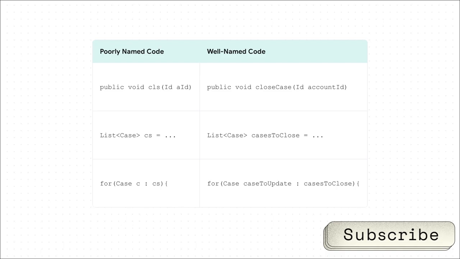Now look at the right. Close case, account ID, cases to close, case to update. It reads like a sentence. The code is telling its own story. It's immediately understandable, way easier to debug, and a whole lot simpler to maintain down the road.